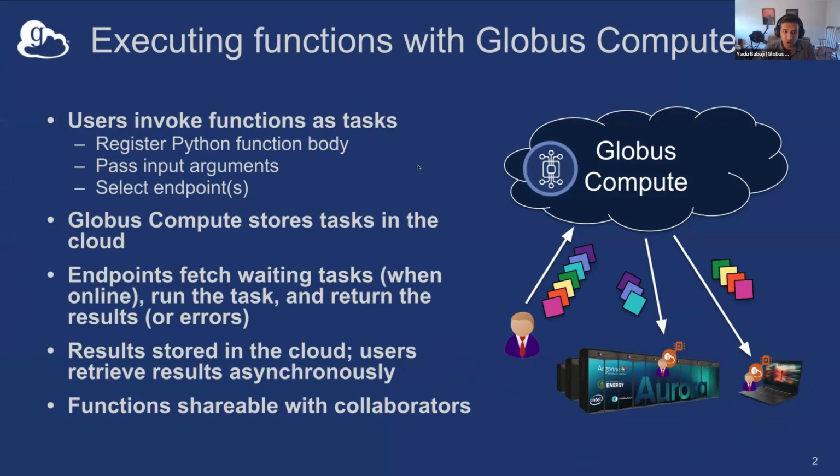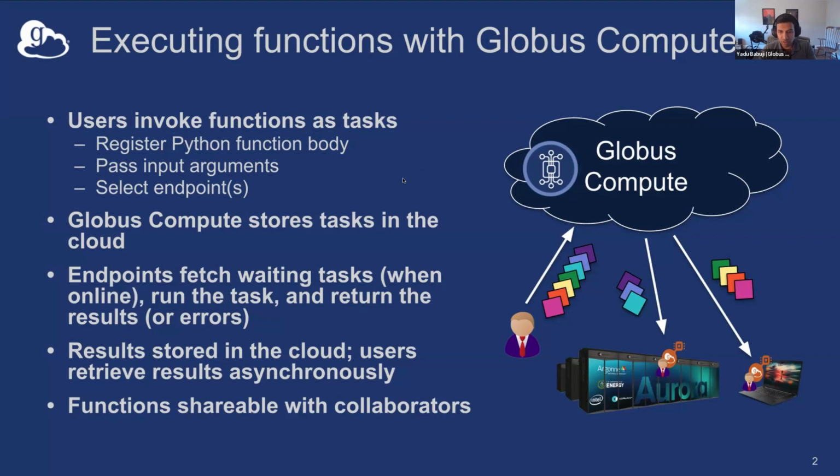The mechanism is always that you would register a Python function with the Globus Compute service. You specify the input arguments and you specify the target endpoint where you would like to send that function off to. Once that is done, Globus Compute does the job of storing the task, piping and buffering the task, waiting until the endpoint is online.